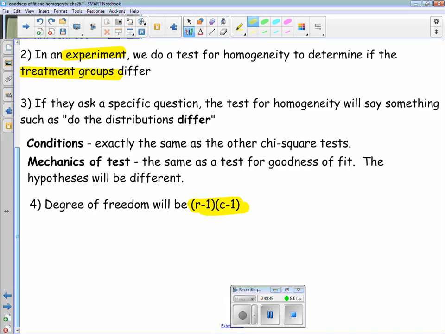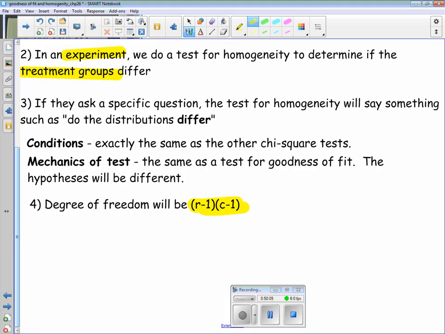If you're given it as a matrix or as a contingency table, I'm not going to use list 1 and list 2. We're going to actually use matrices. So we're going to do that on Wednesday. That's why you're not going to use the GOF test. You're going to use the other chi-squared test. But again, row minus 1, column minus 1.